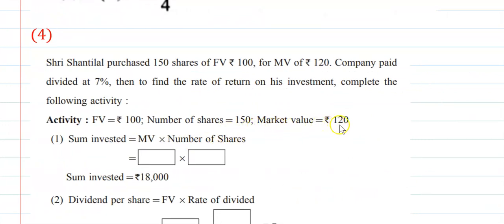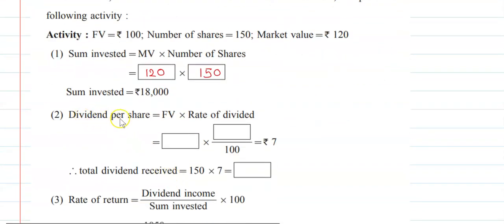Market value rupees 120. Sum invested is equal to market value into number of shares. The market value is 120, therefore we'll write here 120. Number of shares 150. And their multiplication is: sum invested is equal to rupees 18,000. Okay. Dividend per share is face value into rate of dividend. The face value is 100. Dividend is always on the face value.